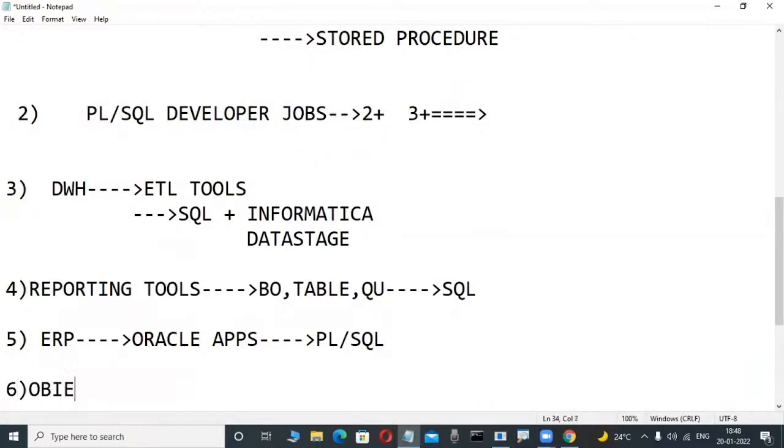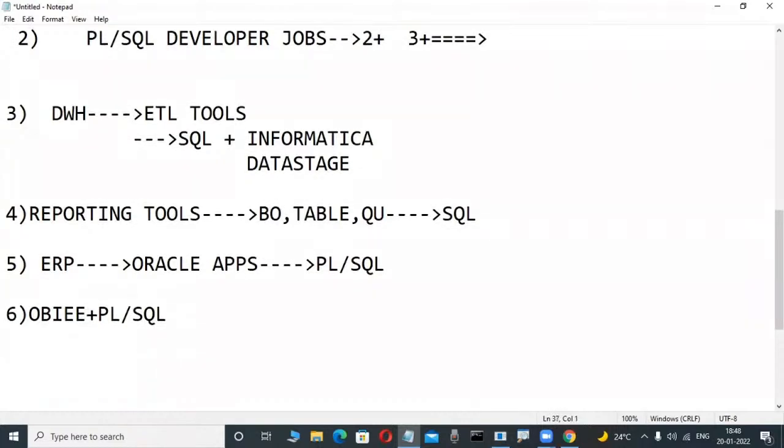OBI, this is a product, and here there are PLSQL jobs too. Those persons also learn these courses. Again, they are different persons.